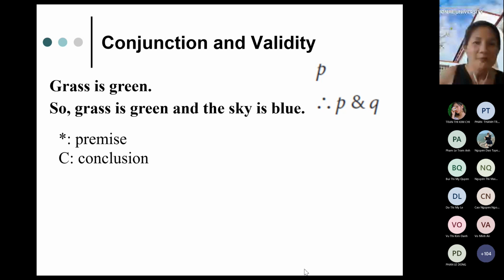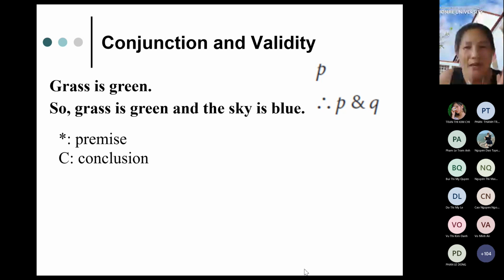I already symbolized it. Explain the meaning of P, Q. I think the statement grass is green is P, and is a premise, but we don't have the Q, and we have the conclusion: grass is green and the sky is blue. Because we don't have the statement the sky is blue, I think the conclusion is false. We have the premise. Wait.